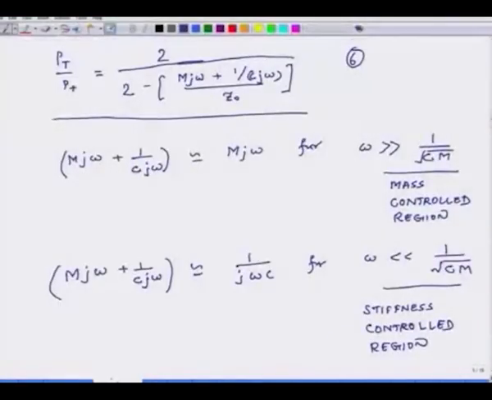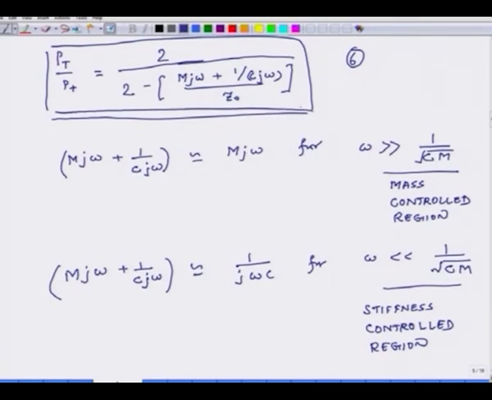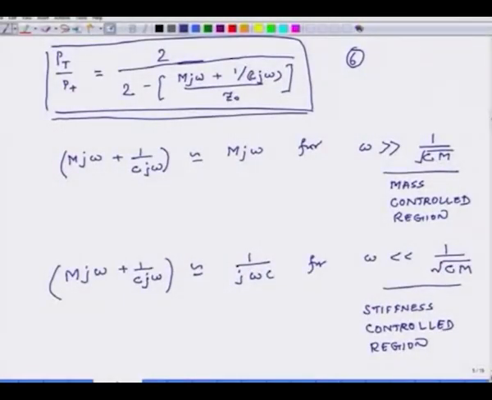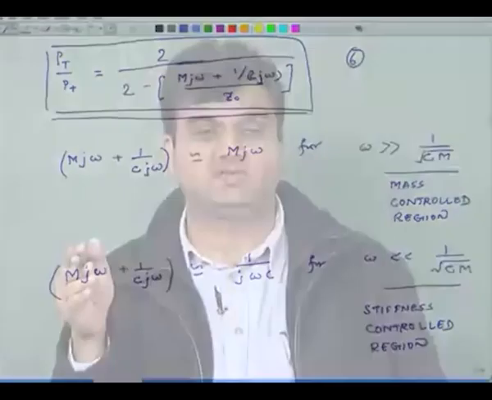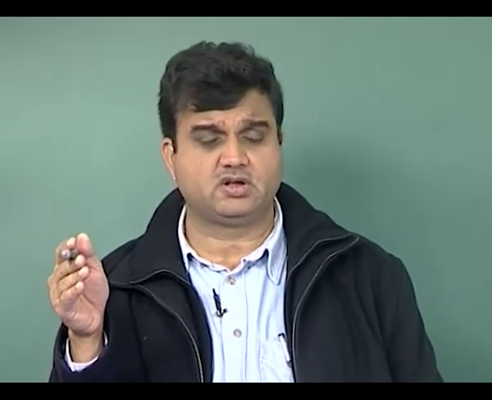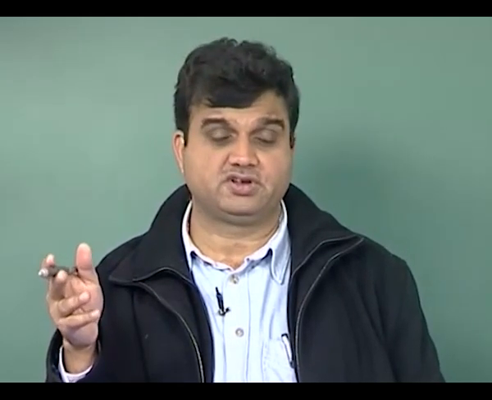So, we will try to understand how this function works. This function, this equation 6, works in the stiffness controlled region and also in the mass controlled region. Now, once again to recap, if frequency is extremely small compared to the natural frequency of the system, which is 1 over square root of C m, then that range of frequencies is called the stiffness controlled region. If the frequency we are considering is extremely large compared to the natural frequency of the system, then that range of frequencies is supposed to lie in the mass controlled region, because the mass term dominates the response of the system.